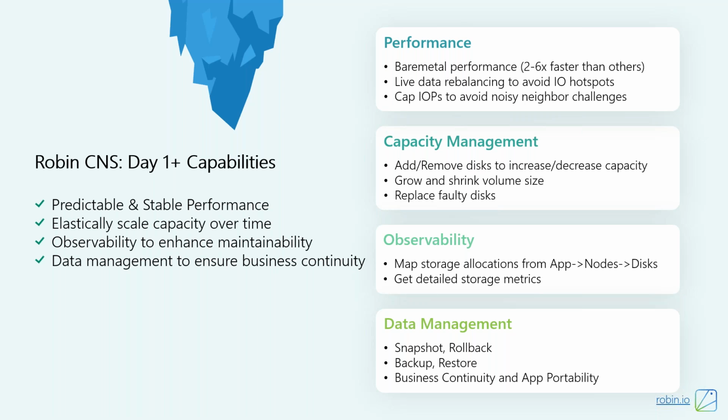Observability is another key feature where you have to map storage allocations from apps to nodes and disks, right? So to get the detailed metrics, to make sure everything is working fine, and in the event of a failure, you have to know what the blast radius is.